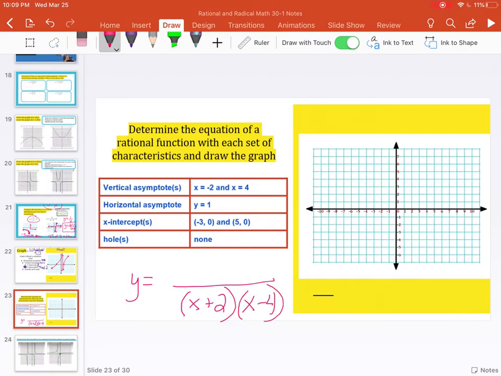I have x-intercepts at -3 and +5, so I'm going to write the factors of those x-intercepts in the numerator. So I have x plus 3 and x minus 5. There are no holes in the graph, so there shouldn't be any common factors between the numerator and denominator. And there is a horizontal asymptote at 1, which makes sense because if I were to expand this out, I'd end up with a degree of x squared on both the numerator and denominator, which would give me a horizontal asymptote at 1.